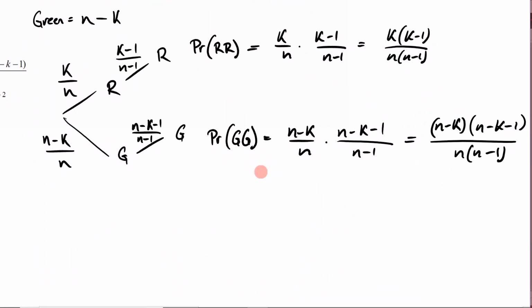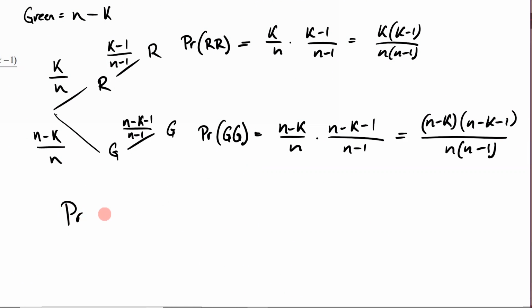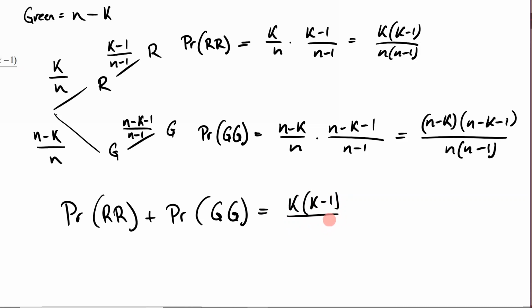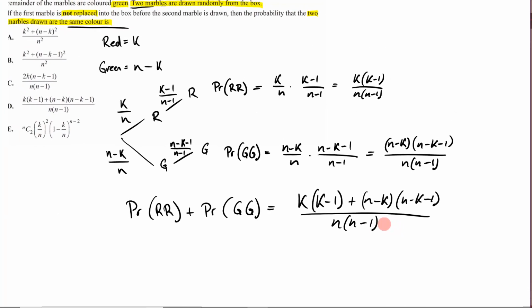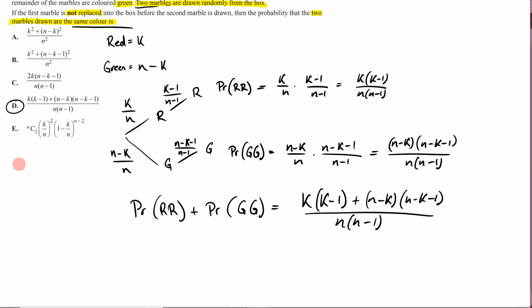Now, the probability that I pull out both, which are the same colors, is going to be the probability of red, plus the probability of green. Actually, wait, let me just do this in one shot. It's going to be k minus 1 plus this right here, n minus k minus 1, over, and because these are the same denominators, I can simply say that it's going to be n minus 1. Let's see if that's one of the options we have been given. And sure enough, it is D. So D is my answer.